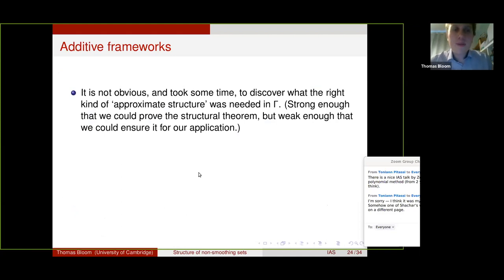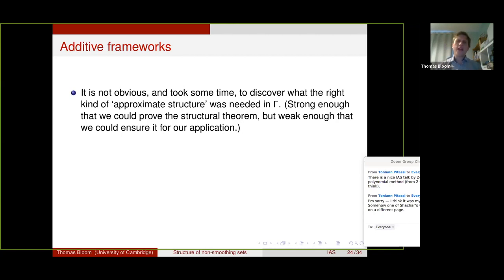So I'm going to say a couple of words about what kind of structure we need in gamma. It's really not obvious at all what kind of structure we need. And I think this is one of the things that held us up for quite a while, which is, as is often the case in mathematics, once you have the right definition in hand, it's often quite clear how to proceed, but it can take a lot of trial and error and experimentation to work out exactly what the correct definition is.